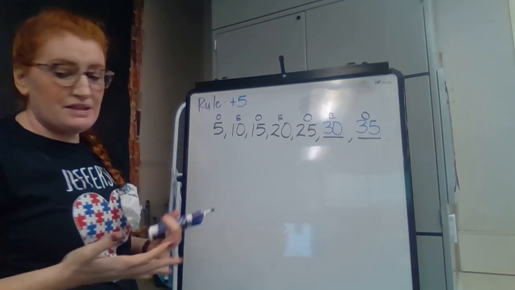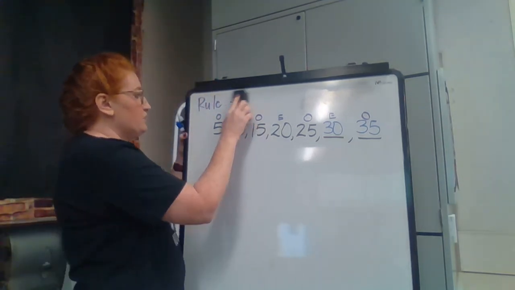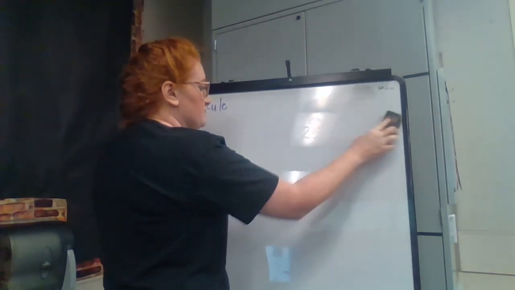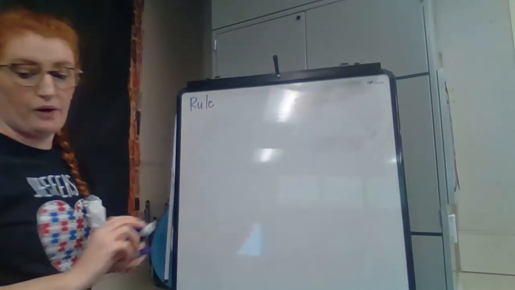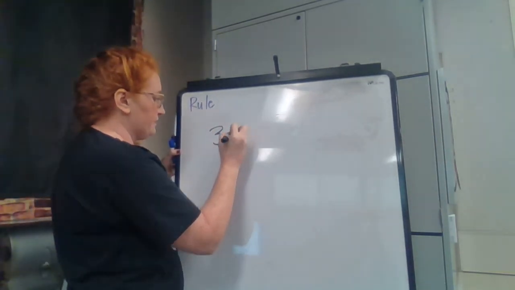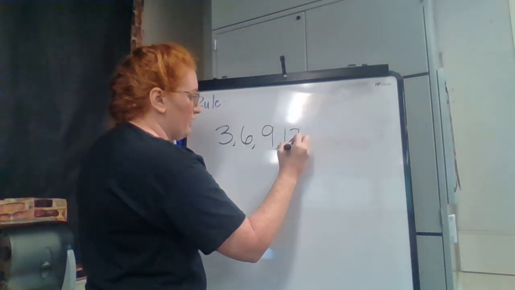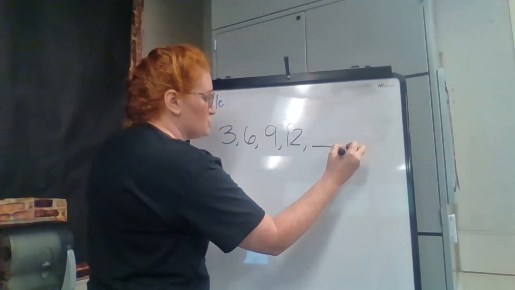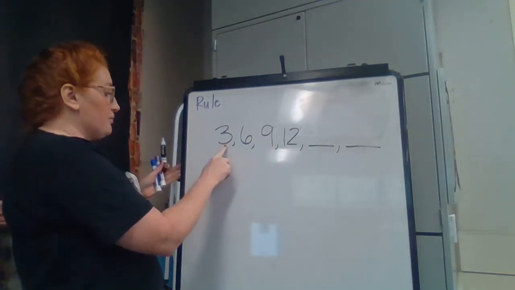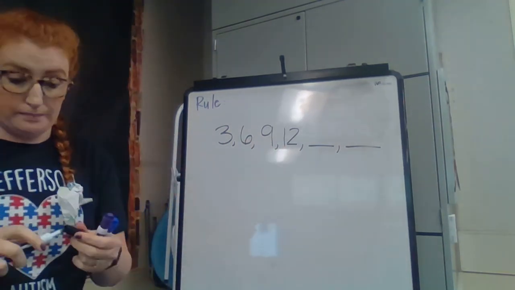Now, I want us to practice another one together. Okay, I'm not going to tell you the rule this time. I'm going to put the numbers up there and I want us to think to ourselves, how can we figure this out? So the numbers that are given are this: 3, 6, 9, 12, and I want the next two. So if I'm looking at this, I want to think, how did I get from 3 to 6, from 6 to 9, from 9 to 12? What's my rule?